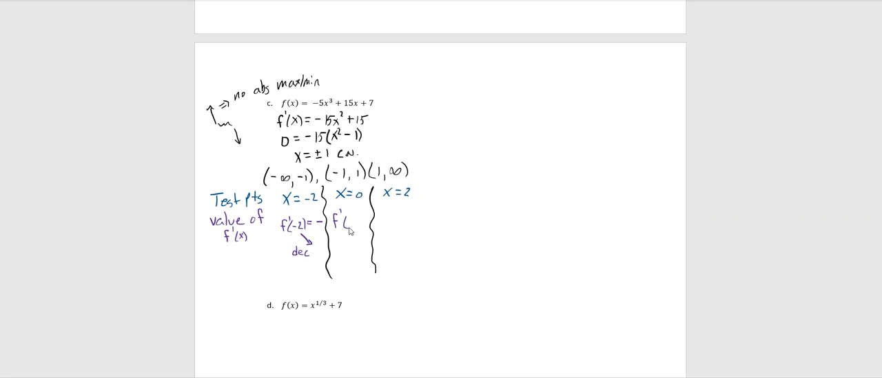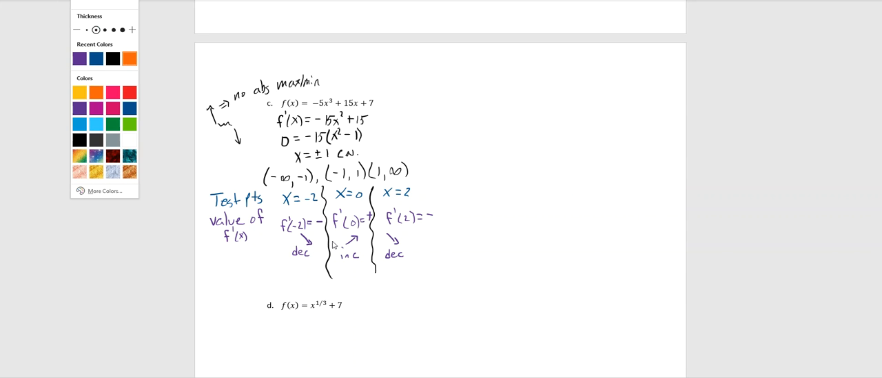First derivative evaluated at 0. At 0 plus 15, so really we care that it's positive. It's increasing here. And if we use the test value of 2, we see that since it's an even function, it doesn't matter if we put in 2 or negative 2, we end up with the same answer because 2 squared is the same thing as negative 2 squared. So we'll have negative 60 plus 15, which is negative, and we have a decreasing section.